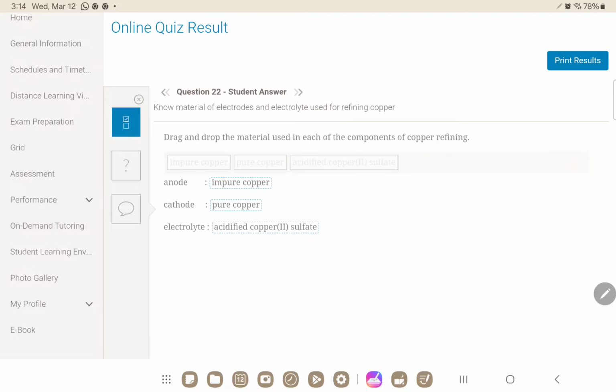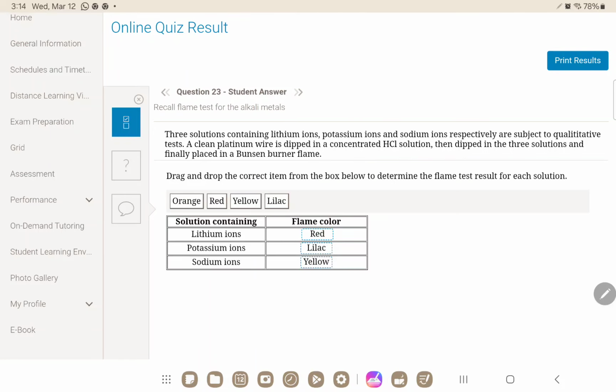Whenever you want to refine copper, at the anode we have impure, and at the cathode we want the pure, and the electrolyte is always the solution. But the impure is on the anode and the pure is on the cathode, because the substance on the anode goes to the cathode. Your flame test is going to be lithium forms a red flame, potassium forms a lilac, sodium forms yellow. Memorize them.